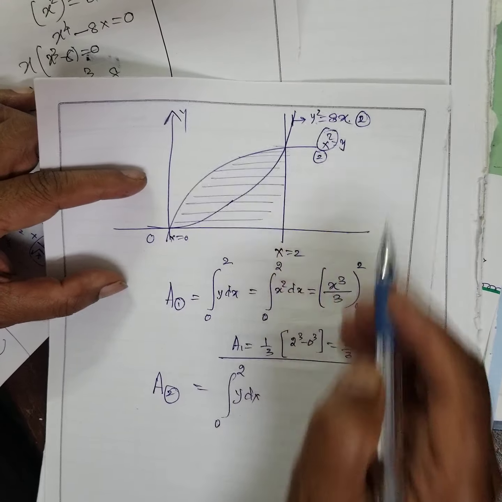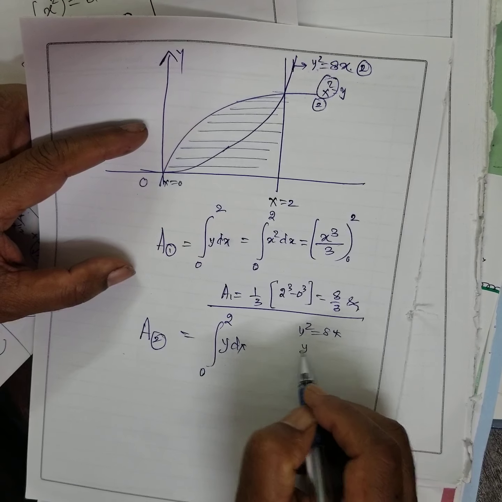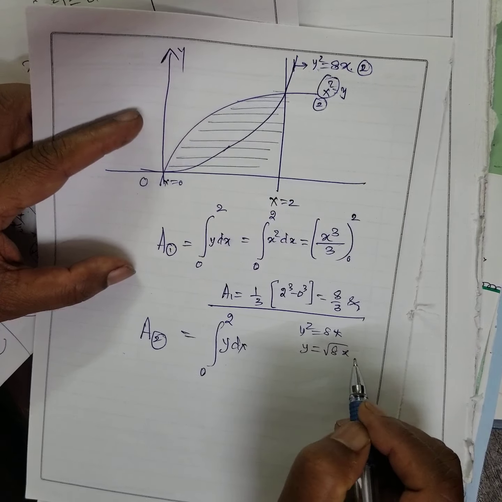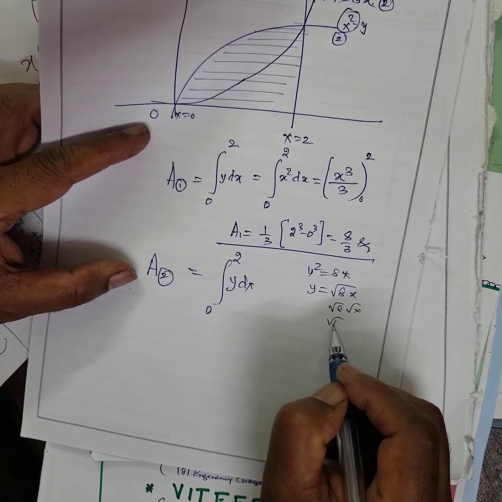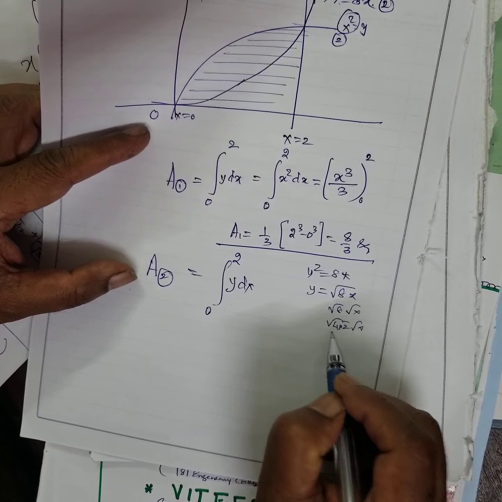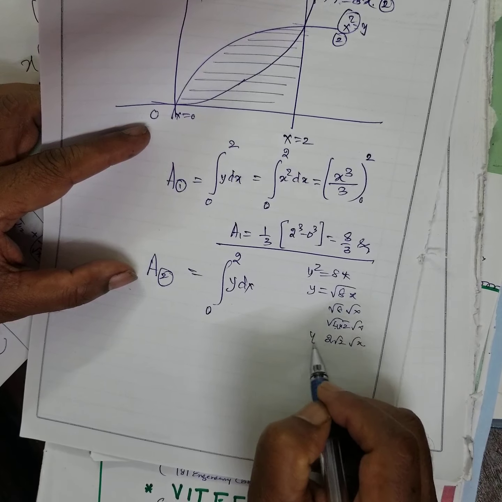Your y square is 8x. Then what is y? y is equal to square root of 8x. Square root of 8 and square root of x. 8 can be 4 into 2, into root x. Square root of 4 is what? 2 root x, correct?